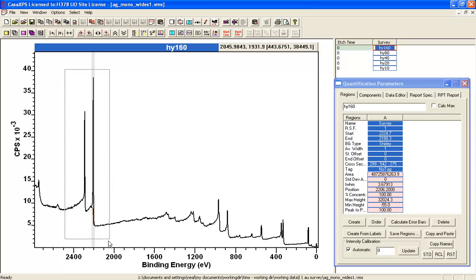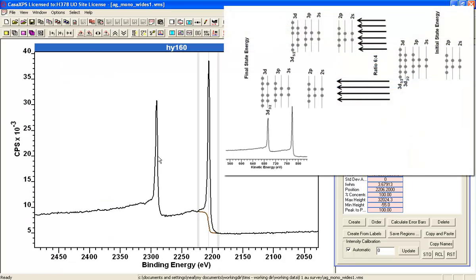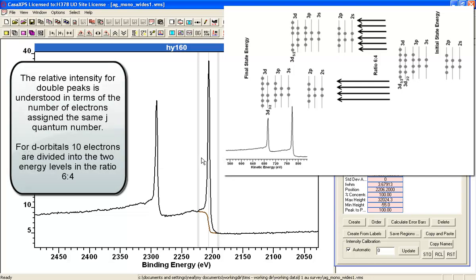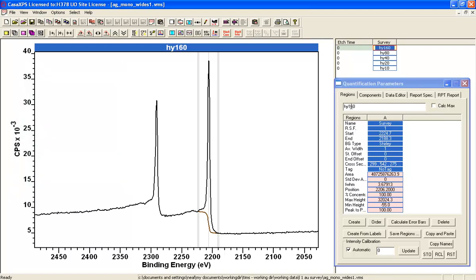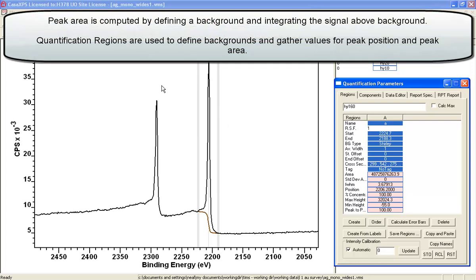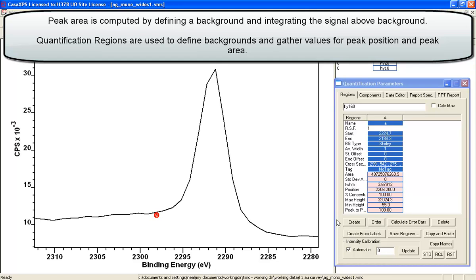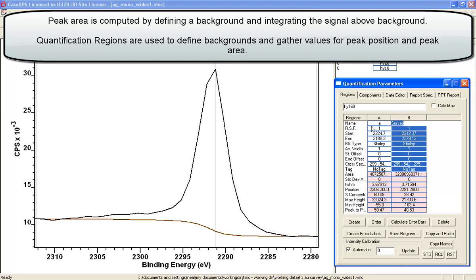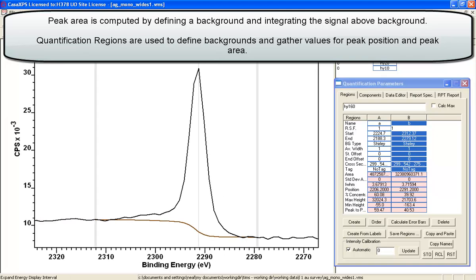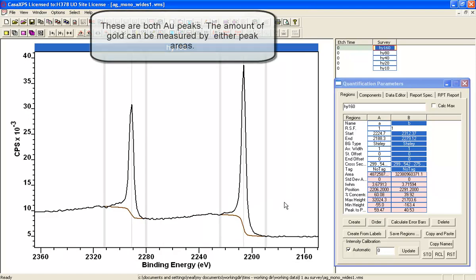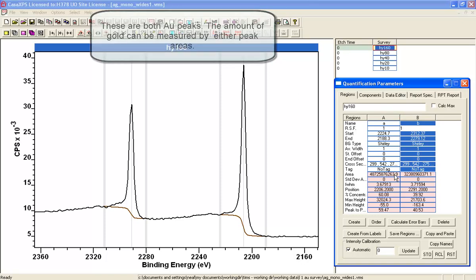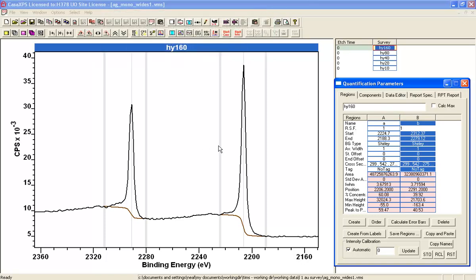So let us illustrate this point by looking at a pair of peaks for which it is clear the relationship between them in terms of the photo emission process. So I've already created here a peak that I will call A, and I'm now going to create a second region which I'm going to call B, and I've put these two regions here on the spectra so that I can integrate the area for each one of these peaks.